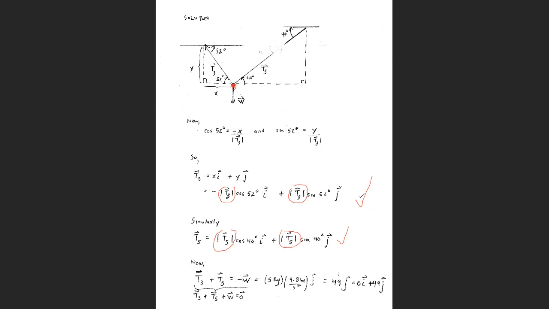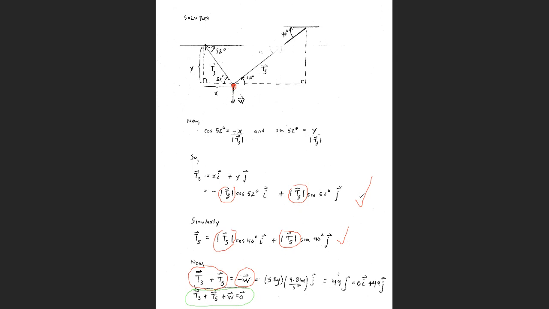And we have to make use of the fact that the mass, the holiday decoration, is in equilibrium. It's not moving, it's stable. So that means that the sum of the two tension vectors would have to equal the negative of the weight vector. In other words, the sum of all three vectors, the two tension vectors and the weight vector, has to equal the zero vector because it's in equilibrium. So therefore, T3 plus T5 would equal negative W.